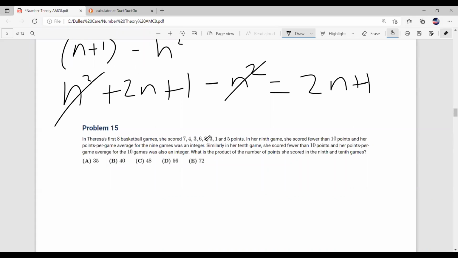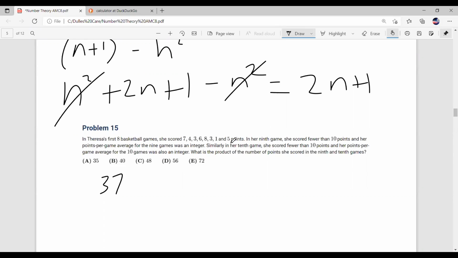So 7, 4, 3, 6, 8, 3, 1, and 5. So what if we were to sum these 8 basketball games up? So what's 7 plus 4, 11, plus 3, that's 14, plus 6, that would be 20, plus 8, 28, plus 3, 31, plus 1, that would be 33, plus 5. Wait, no, sorry. 11, 14, 20, 28, 31, 32, and 37. Sorry about that. So yeah, the sum of her 8 games is 37.